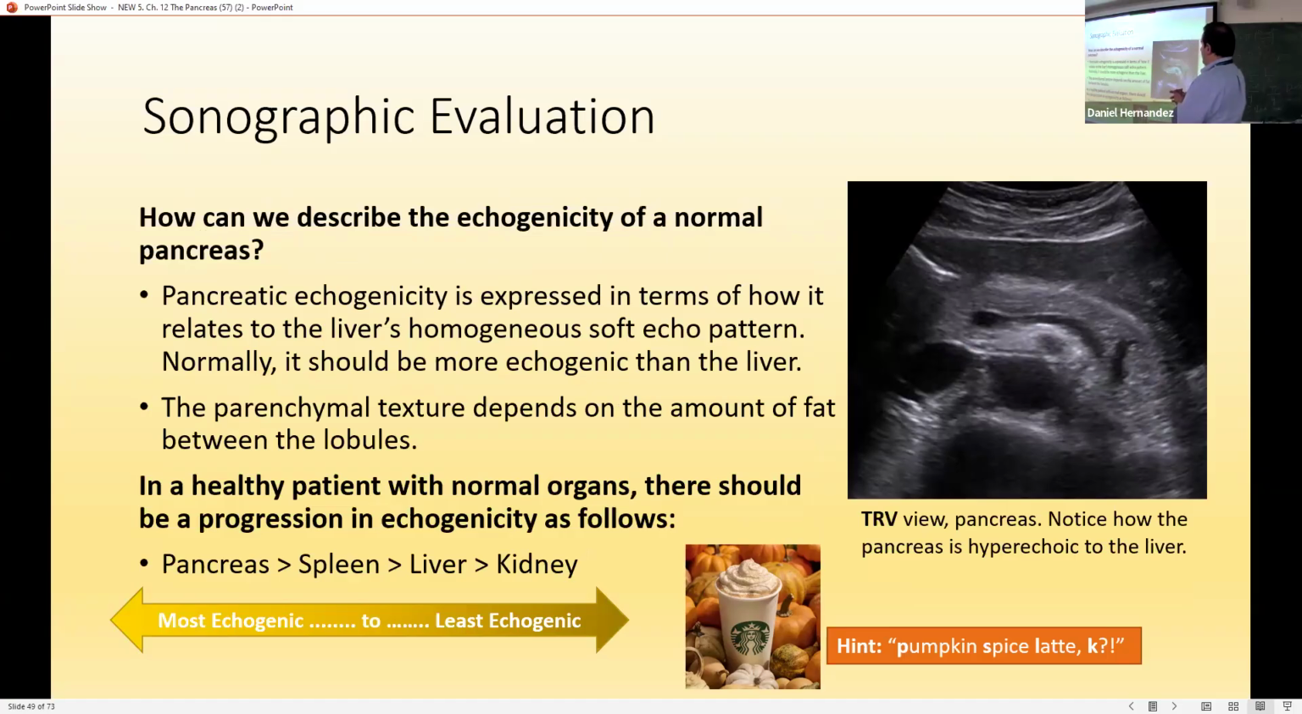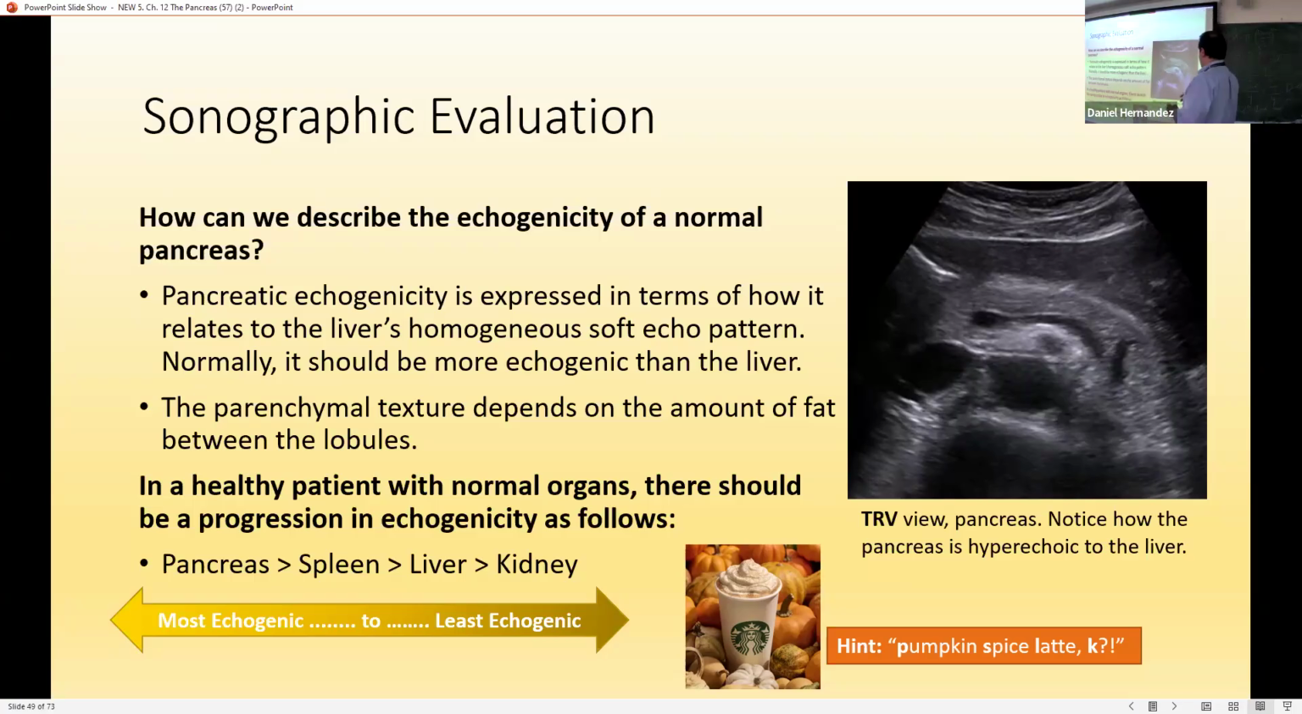So how do we describe echogenicity of a normal pancreas? Pancreatic echogenicity is expressed in terms of its relation to the liver. Normally it should be slightly more echogenic than the liver, and the older you get, the more echogenic it becomes. You guys are all fairly young, and you see that sometimes it's really hard to delineate the anterior border of the pancreas with the left lobe of the liver. It can be very tricky because they're so isoechoic.